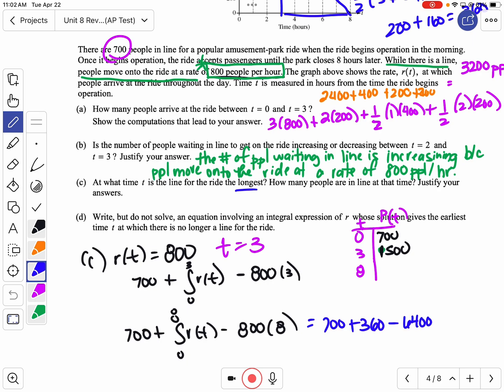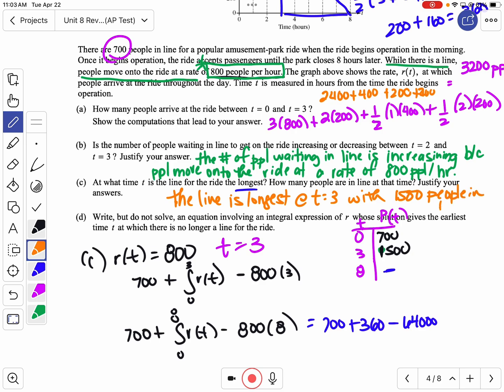Okay, so I'd have 700 plus 360 minus 6,400. Yeah, we get a negative. So that's definitely not going to be a maximum. So we would say, at what time is the line the longest? The line's longest at t equals 3 with 1,500 people in line. Your candidates test is your justification, which is nice.